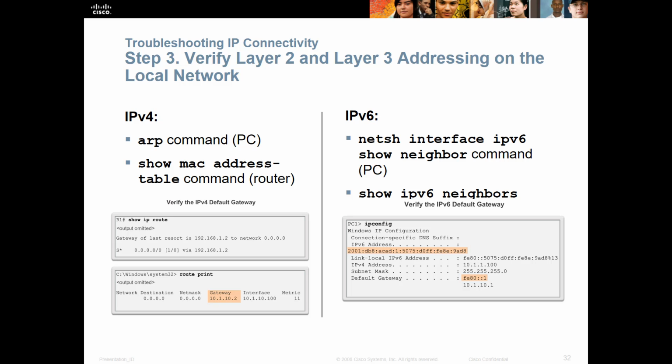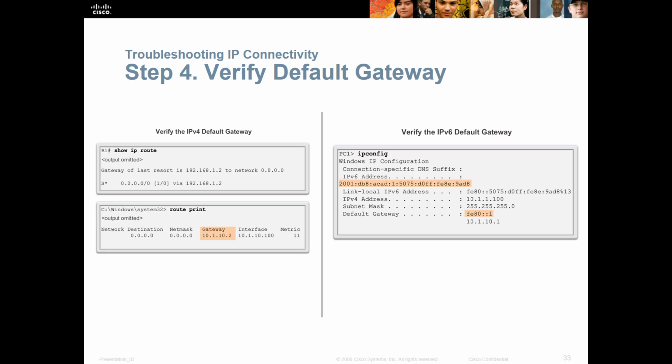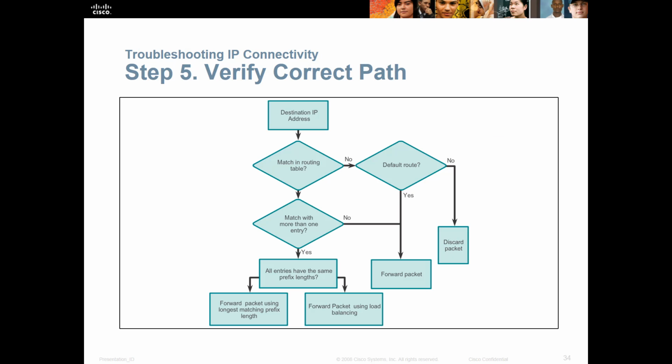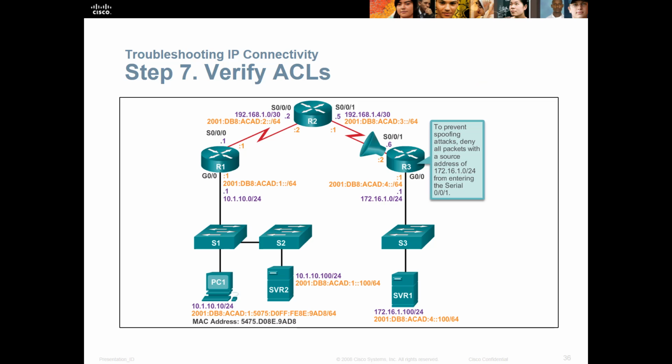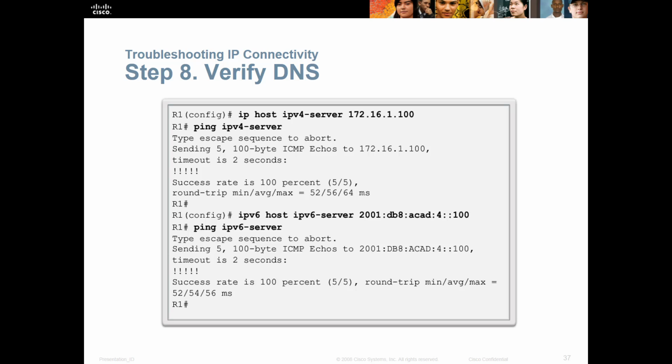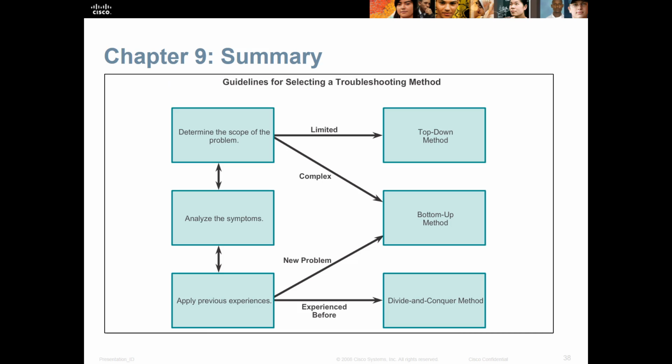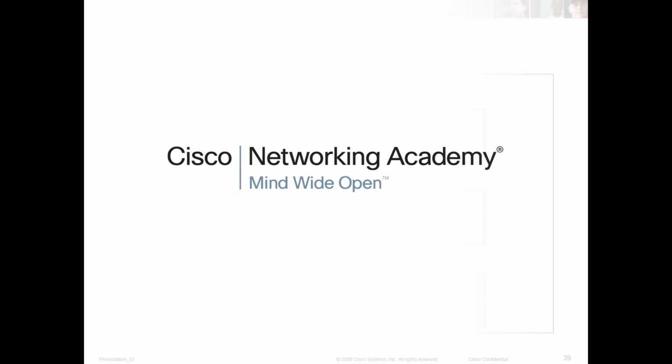But double check things like, do you have an IPv4 address? Do you have an IPv6 address? Can you ping the gateway? Verify the gateway. Are you sure that you're taking the correct path between A and B? Verify transport layers, telnet. Again, review ACLs. Verify DNS. And again, with this, experience will define how you troubleshoot.